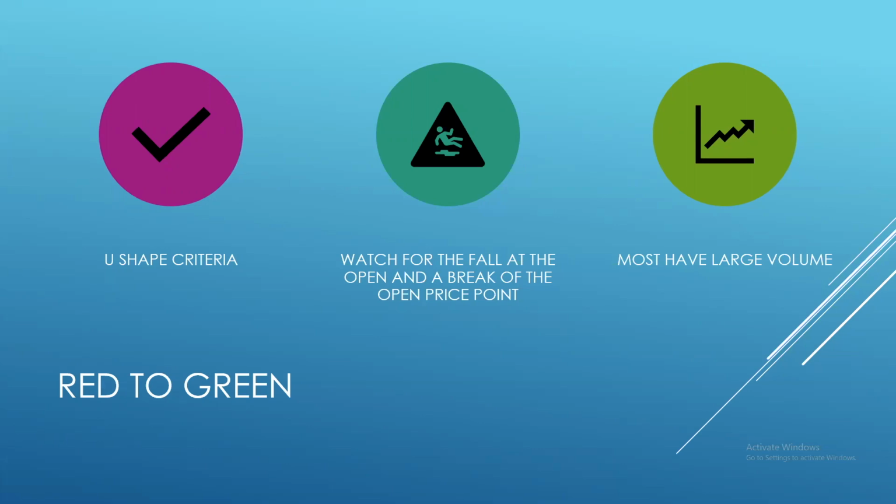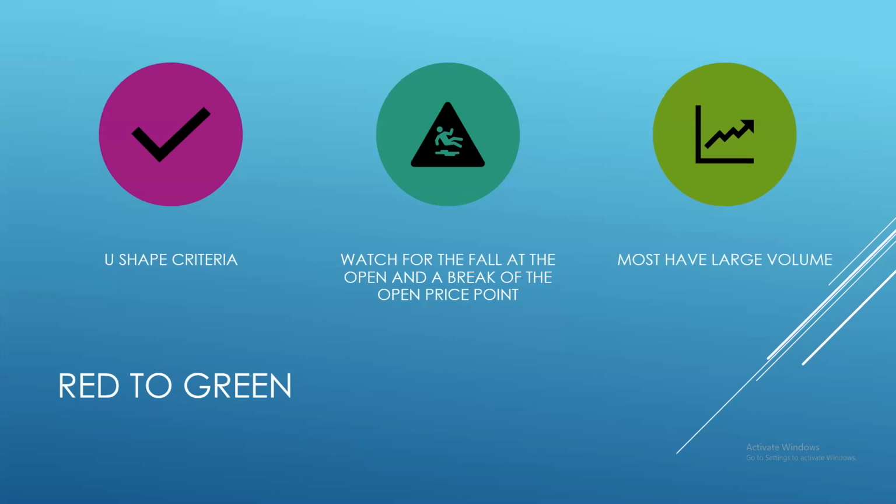Usually with U-shapes, where do they get the volume if they don't have the morning spike? They usually have volume in pre-market from a gap up, or they have a very hot press release people are watching in case volume does move in. So what we're looking for is a fall at the open and a break of the open price point. After that, it must have large volume as the stock starts moving on up.